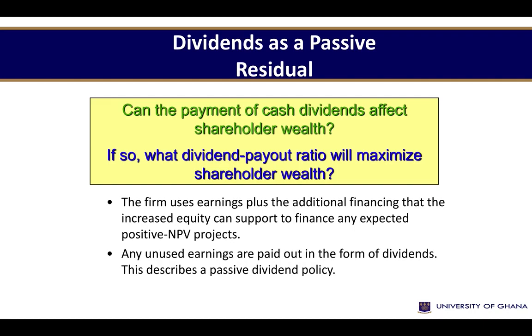Now, all things being equal, the firm uses earnings plus the additional financing that it gets from increased equity values to support any positive NPV project. So as far as dividend as a residual is concerned, it's only unused earnings that are paid out in the form of dividends. So that's the passive dividend policy, where dividends are more like an afterthought when all relevant positive NPV projects have been undertaken.